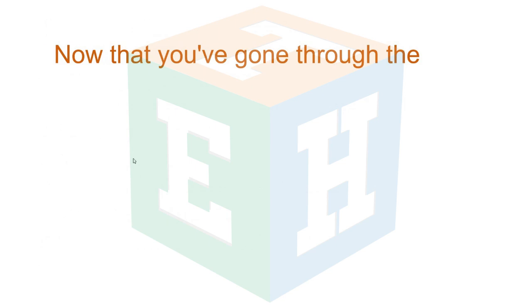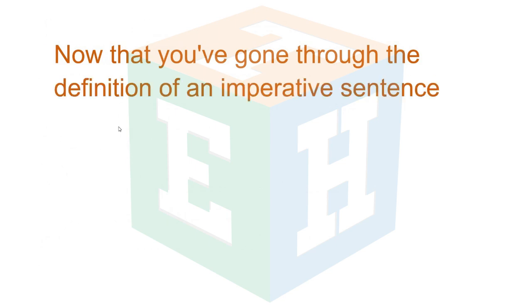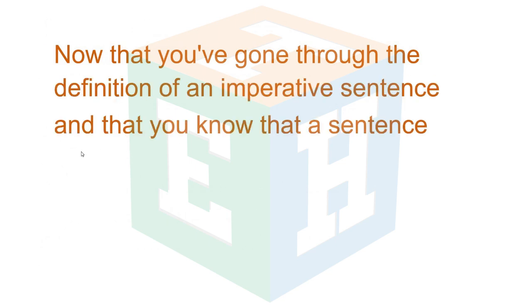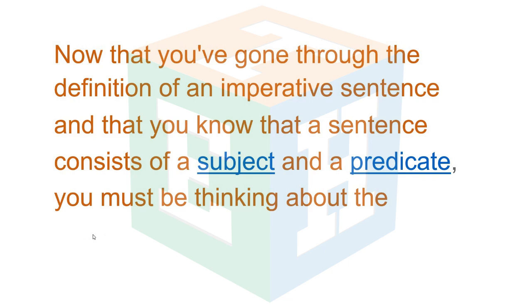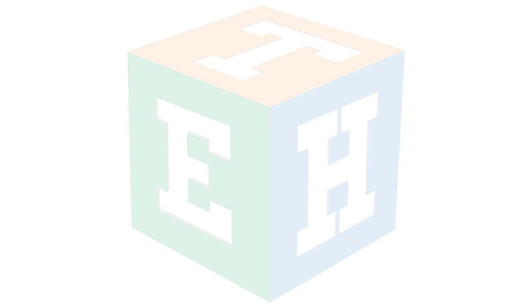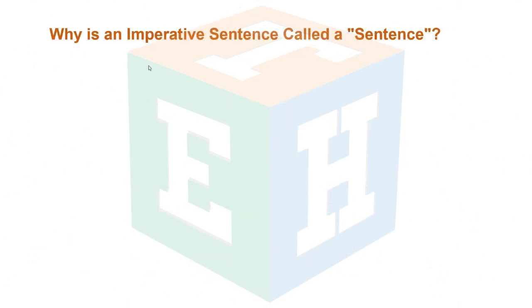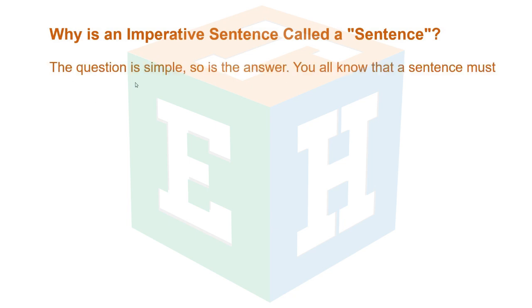Now that you've gone through the definition of an imperative sentence and that you know that a sentence consists of a subject and a predicate, you must be thinking about the following question. Why is an imperative sentence called a sentence? The question is simple, so is the answer.